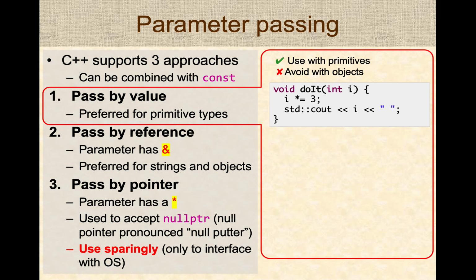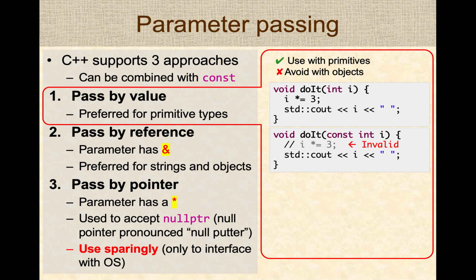So when we modify those local parameters, it does not affect whatever value is being used as the argument. You can also use the const keyword with parameters. So here the parameter I is defined as constant, so we are not going to be modifying it. And in general, it's a good idea to use constants throughout your program in case you're not modifying parameters or variables.